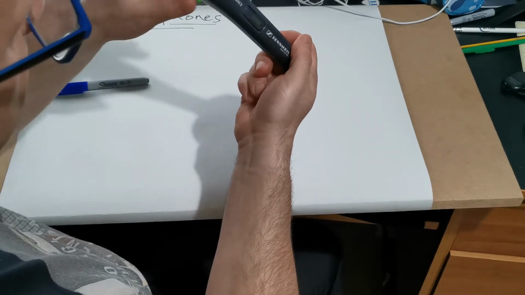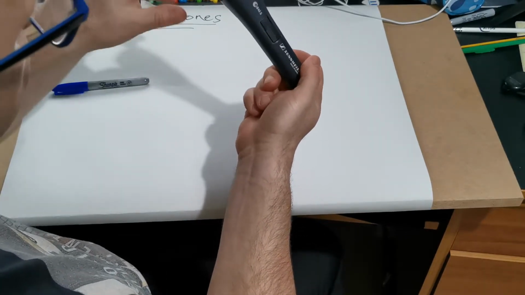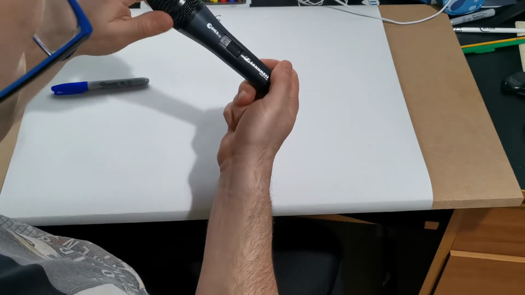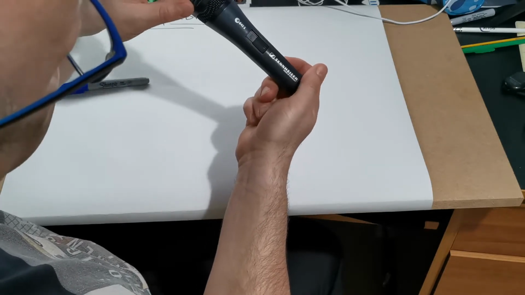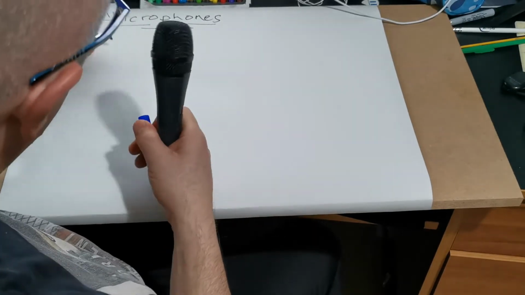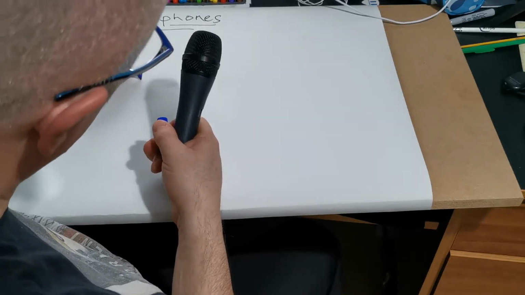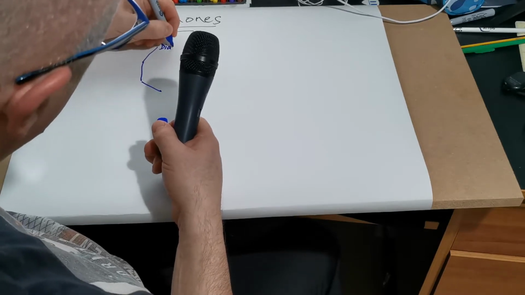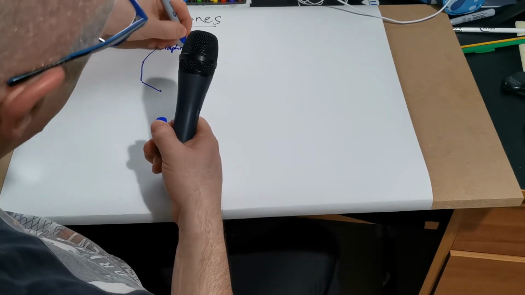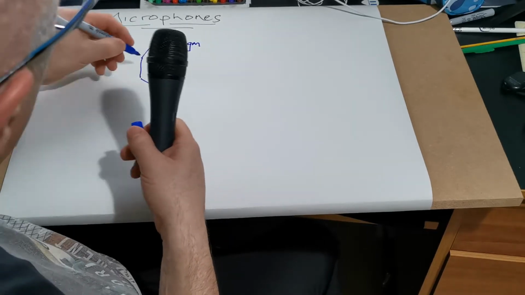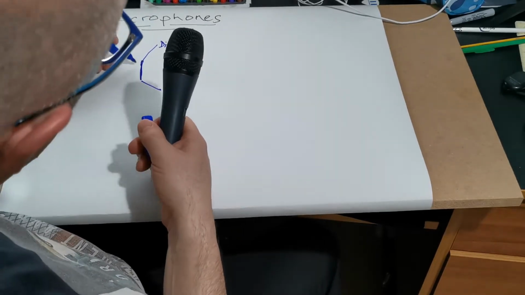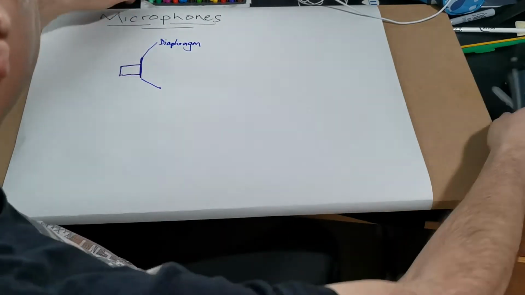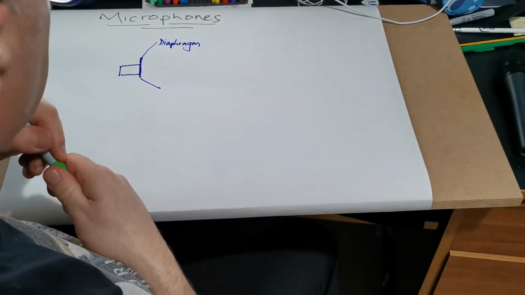So in a speaker we had the diaphragm which pushed a coil through a magnet. What we've got here is something called a diaphragm. So if I just draw you a quick picture, the microphone has a diaphragm. Funny spelling word. And just here is attached a magnet. And that magnet passes through a coil.